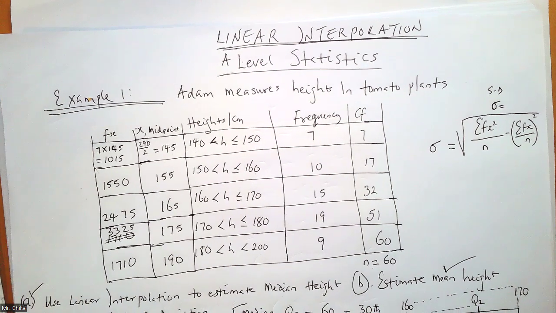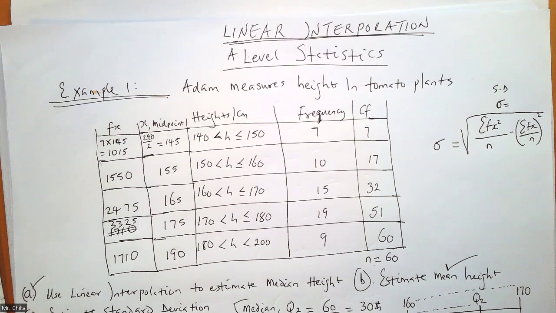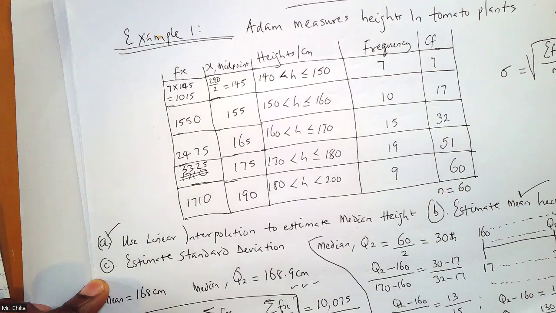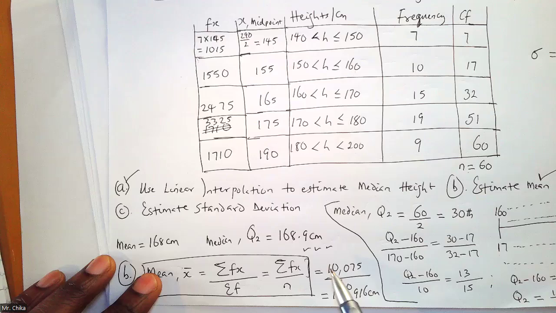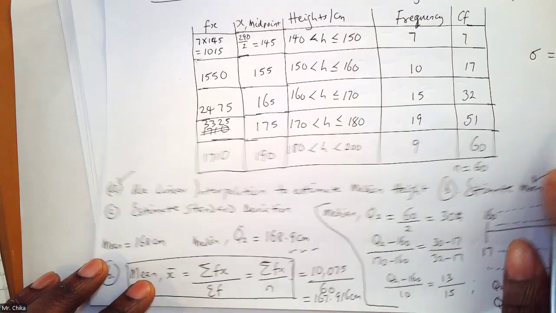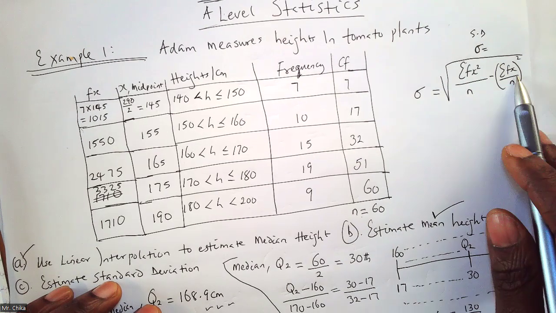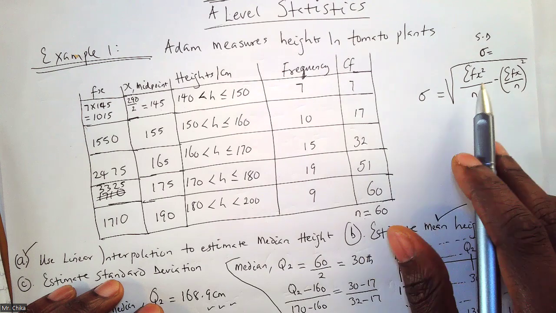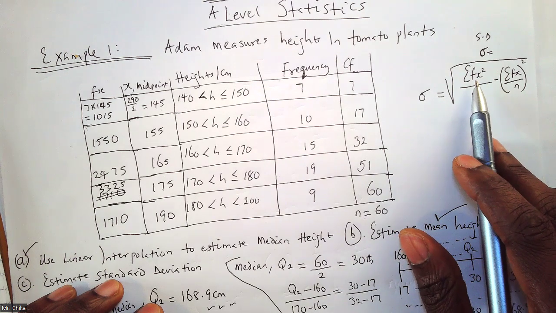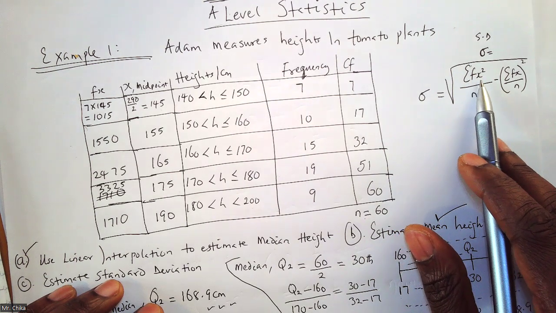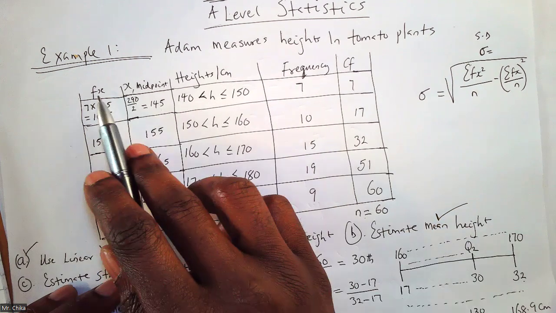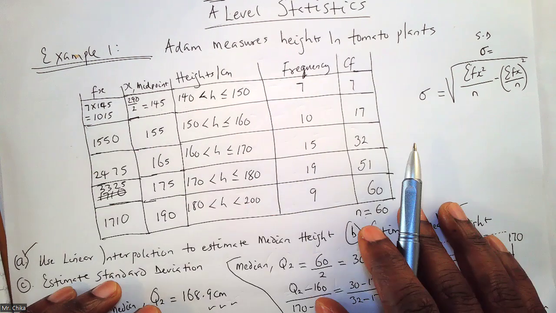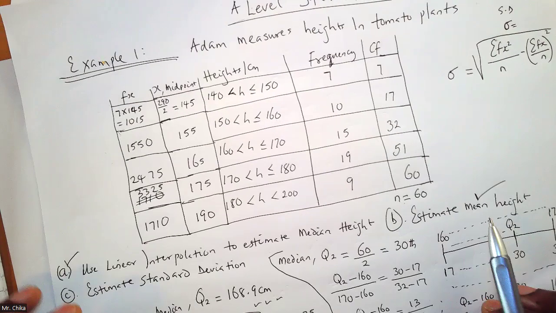From here you can see we already have this value, because we've already found the mean. So that is all right for us. All we have to do now is square it. Then all we need to do is find f x squared. Remember what we have is fx. So we need two more columns on the table.